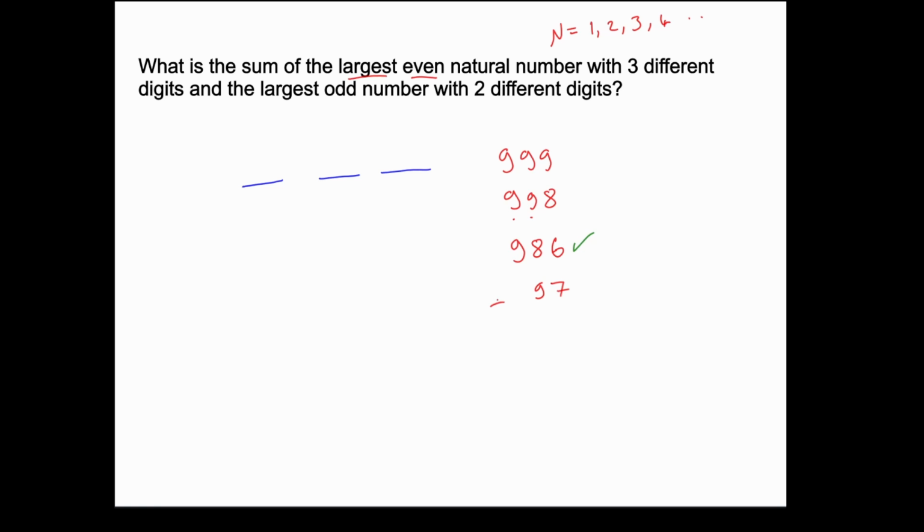And what's the sum? Let's add them up. 6 plus 7 is 13. We have 1 remainder. 8 plus 9 is 17, plus 1 is 18. And we have 1 again. And 9 plus 1 is 10. So the answer is 1083.